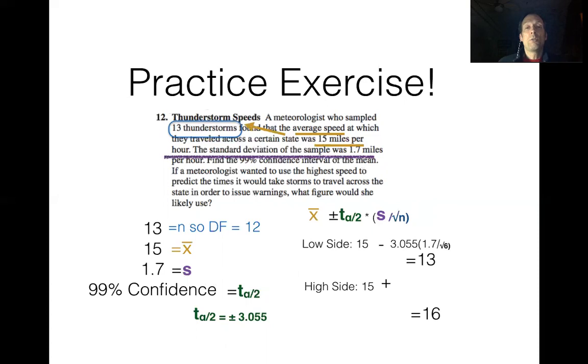And they also asked a part B question. They said if the meteorologist wanted to use the highest speed to predict the times it would take storms to travel across the state in order to issue warnings, what figure would she use? And the answer is they're probably going to go with the 16 miles an hour figure. Why would they do that? Well, the reason is they probably want to give people the maximum amount of preparation.